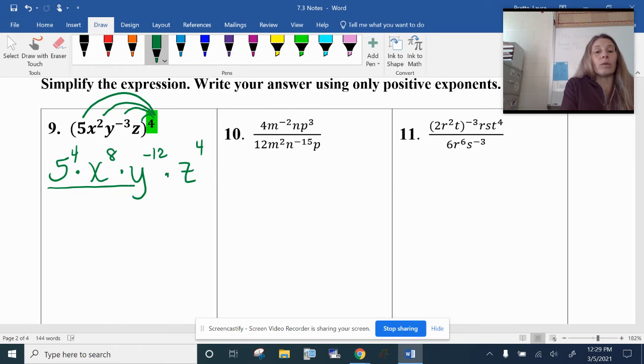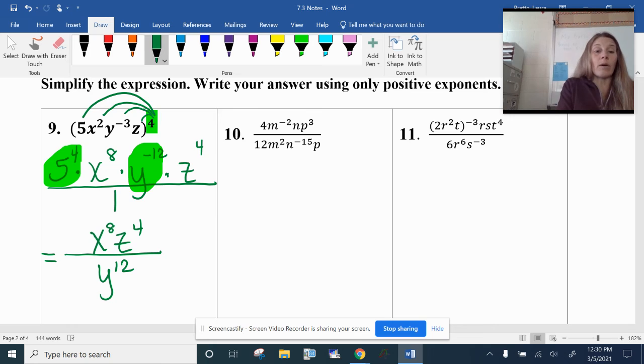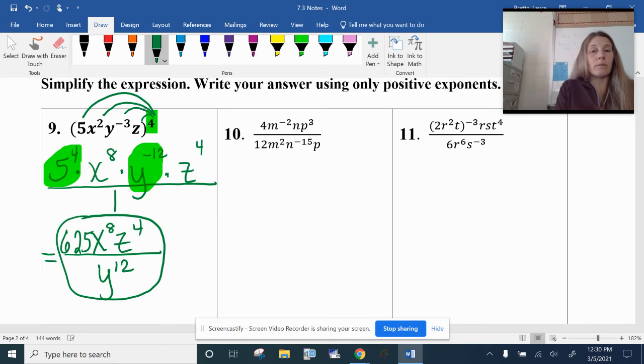Now, I don't like the fact that there's a negative on this y here. So I'm going to move that to the bottom, making that 12 positive. My x to the 8th and my z to the 4th are going to stay exactly where they are. And the 5 to the 4th, I can work that out, and I believe it's 625. So that would be my simplified answer.